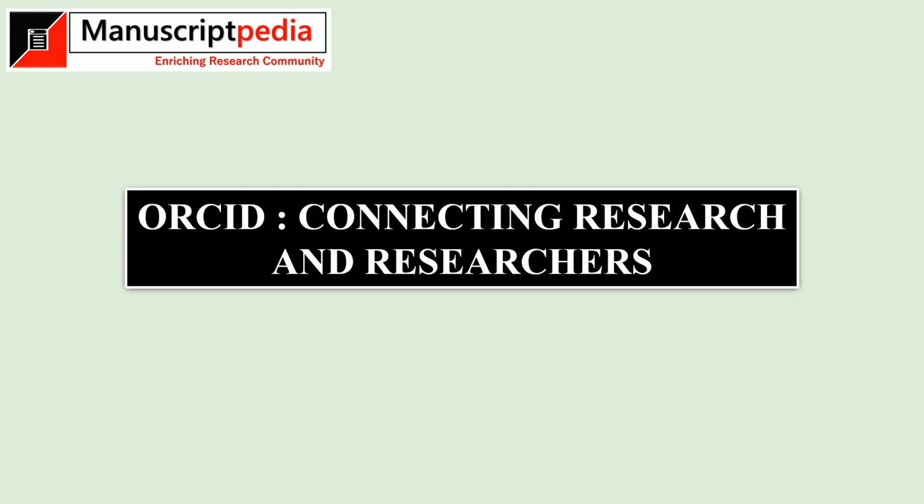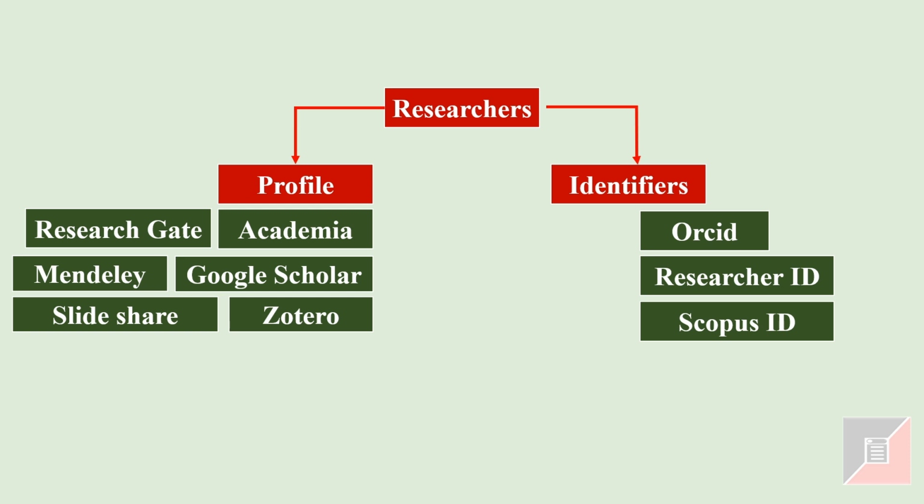Hi, now I'd like to share about ORCID, connecting researchers and research. You can see the researcher's profile. In the academic social network, you can find ResearchGate, Academia, mainly Google Scholar, SlideShare, etc. But there were three identifier profiles.